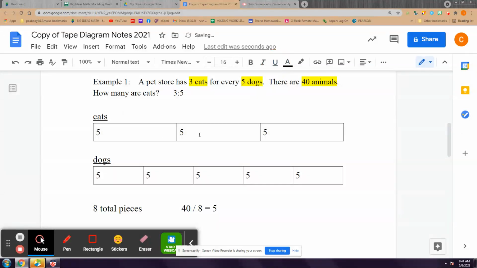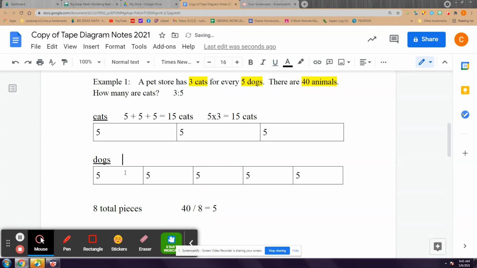There's 3 5s, right? 5, 5, 5. So you could do 5 plus 5 plus 5. So there's 15 cats. You also could have done, some people like to multiply, guys. So you could have taken the 5 and done 5 times 3, which is 15. Okay. And just for fun, we could also figure out now how many dogs, too.